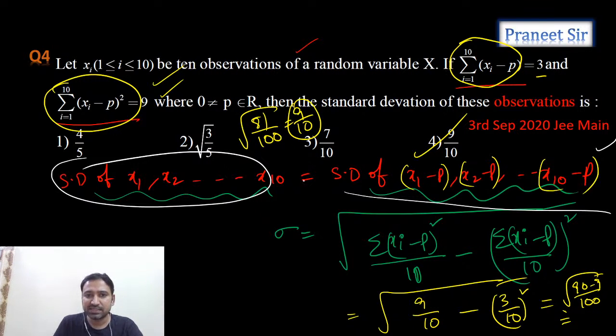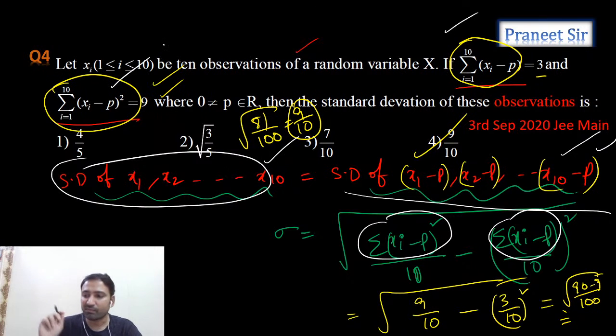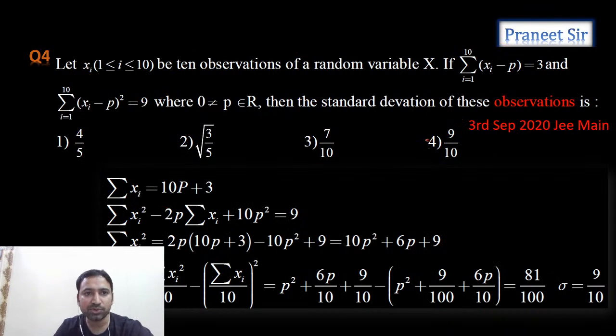So that's why instead of calculating this, I am calculating standard deviation of these observations. Why? Because for these observations, he already gave these values. See here. Clear? Understood, Karishma? Right. Next question.